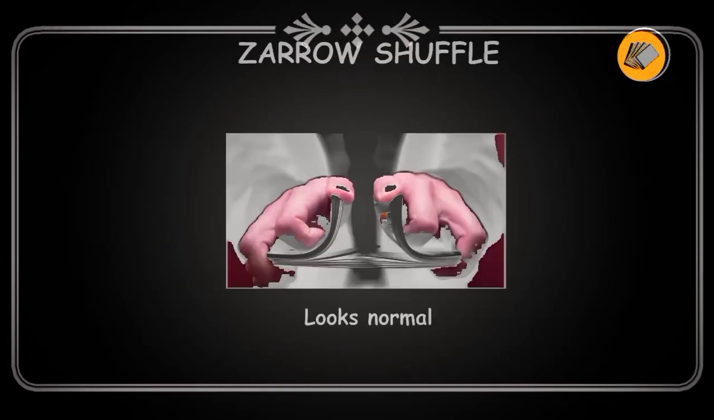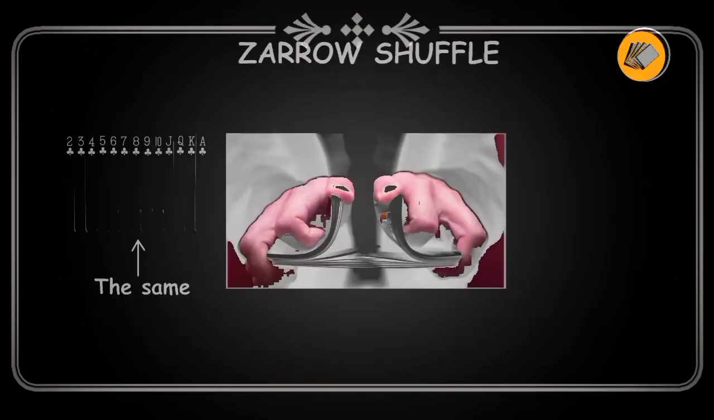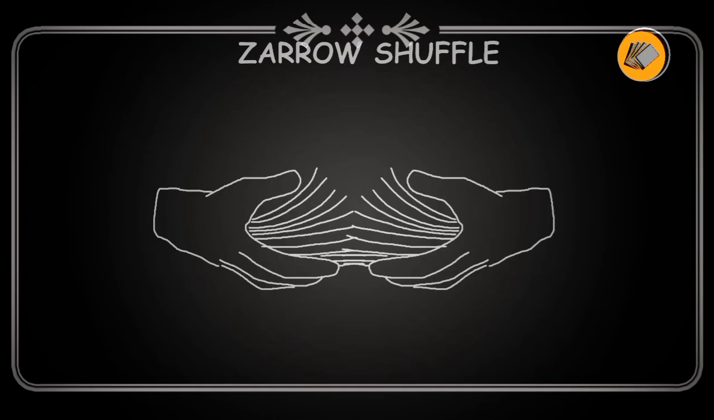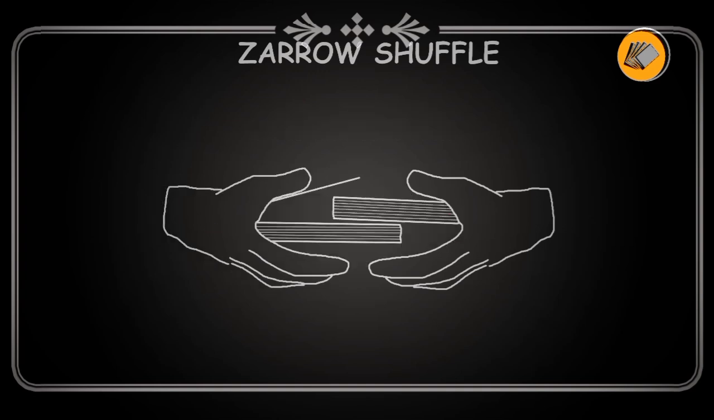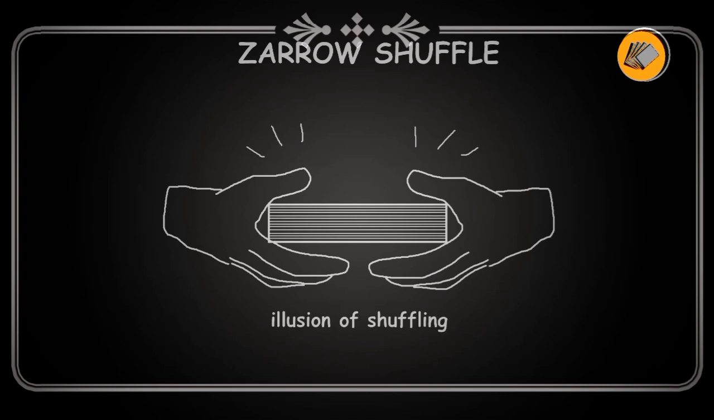Zero shuffle. This is a special type of shuffle that looks like a normal one, but actually keeps the order of the cards the same. The zero shuffle starts with the magician performing a classic card shuffle, but before locking the cards with each other, he uses the top card as cover and re-separates them. When the cards are at their starting point, he places them in order, giving the illusion of shuffling.